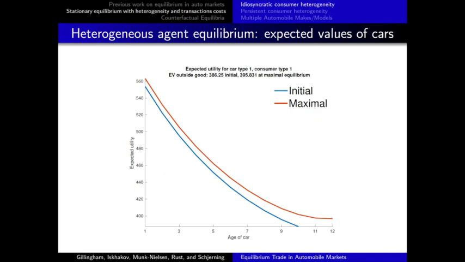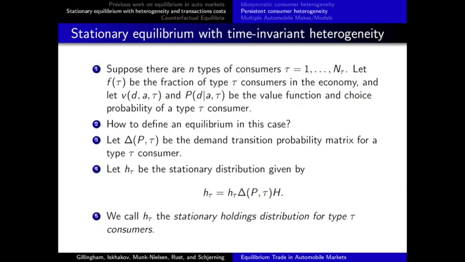Okay, and it also shows that there are gains from trade. Okay, expected utility is just higher in this economy where cars are kept longer because of the gains from trade, and so on. Take a look at the stationary equilibrium with time-invariant heterogeneity, or time-persistent heterogeneity. Okay. Suppose there are n types, or fixed types, of consumers of type tau that are indexed from 1 up to n tau. Okay.